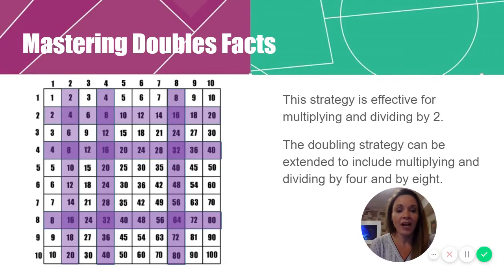The facts that are highlighted in purple allow us to use the doubling strategy, and we can see that we knock out a lot of our facts if we build on our ideas of doubling and on halving. So over the next few slides, I'm going to show you a series of dot images, and I want you to figure out how many dots you see and how you see them. Ready? Let's begin.